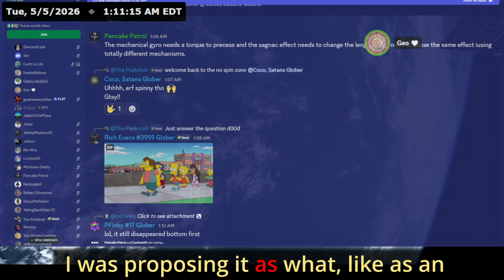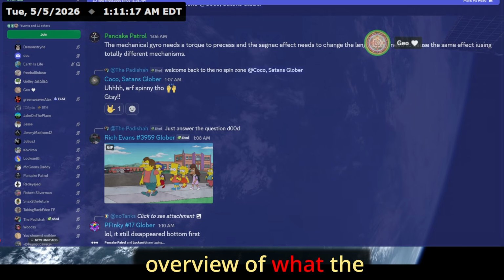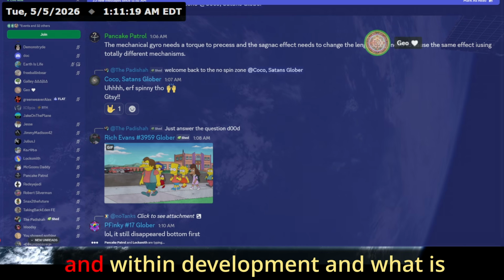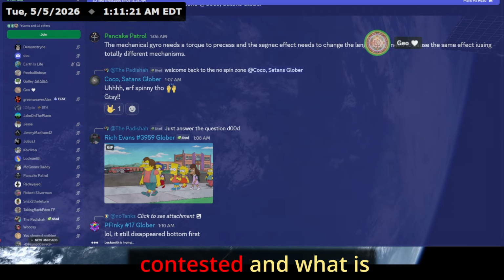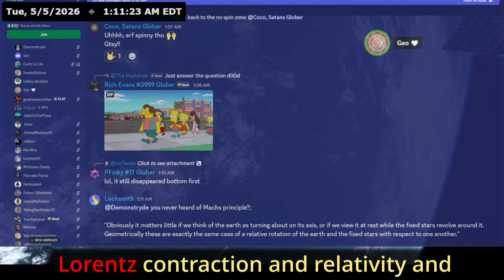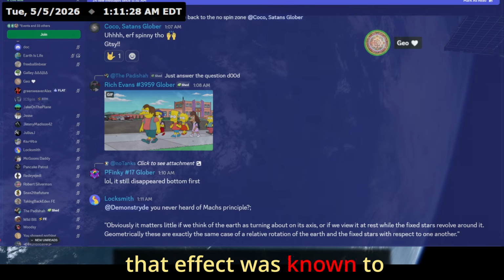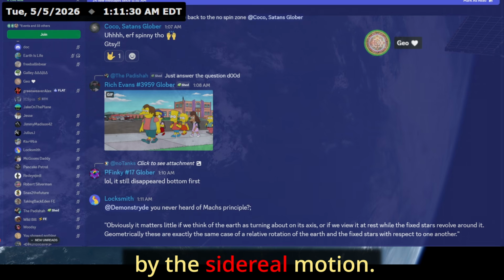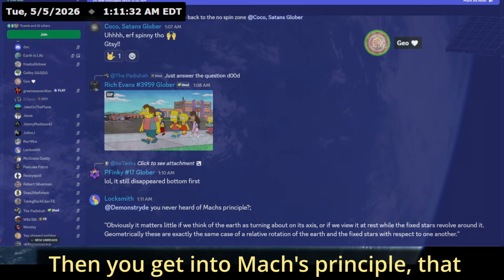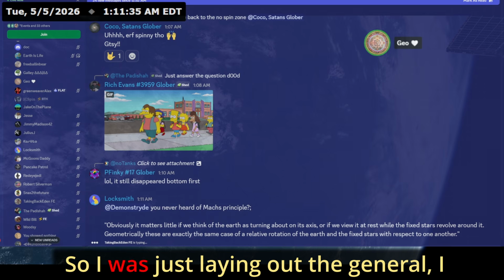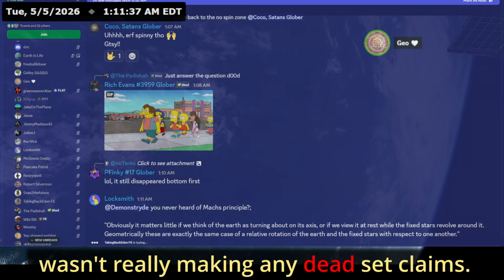I was proposing it as an overview of what the viewpoints are within science and within development, and what is contested and what is said, because before Lorentz contraction and relativity and the whole globe Earth, that effect was known to be caused by ether and by the sidereal motion. Then you get into Mach's principle, that kind of conception of it as well. So I was just laying out the general view; I wasn't really making any dead-set claims.